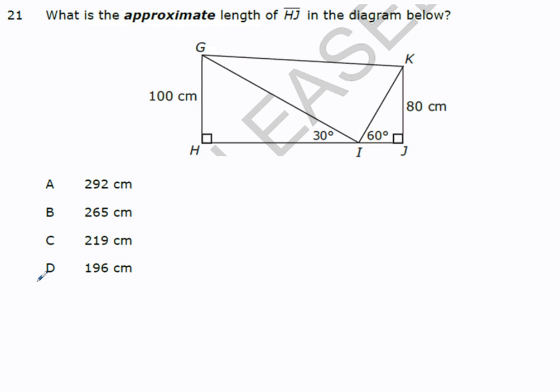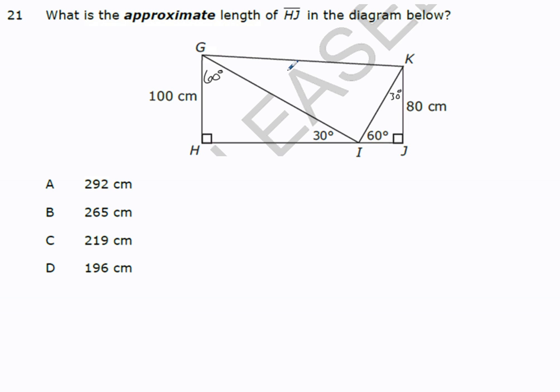All right, last problem. What is the approximate length of HJ in the diagram below? Now you may notice that we have some special triangles in this. We have a 30, 60, 90 triangle here, and we have a 30, 60, 90 triangle here. This big triangle right here, I'm not going to use GK in my calculations at all. There may be some kind of calculation that you can use it. I mean, it is obviously some kind of quadrilateral with the right angles here, but we don't know what these two angles are. Just by looking at it, you could figure out this is 30, 60, 90 as well.